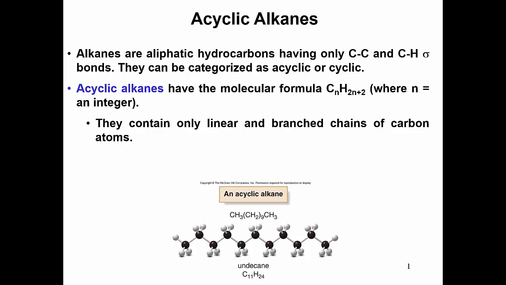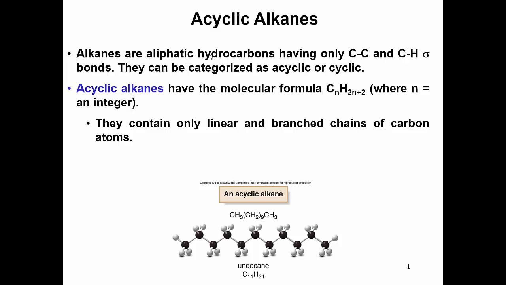All right, today we're going to talk about alkanes, and first acyclic alkanes. And as the name says, those are alkanes that don't have a ring structure. Alkanes in general are aliphatic hydrocarbons that only have carbon-carbon and carbon-hydrogen sigma bonds. And that means you're only going to see a carbon or hydrogen atom in an alkane. Acyclic alkanes have molecular formula CnH2n plus 2.